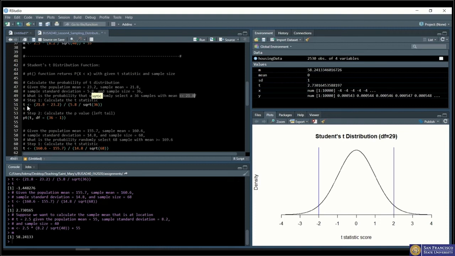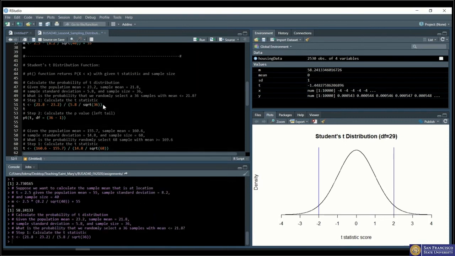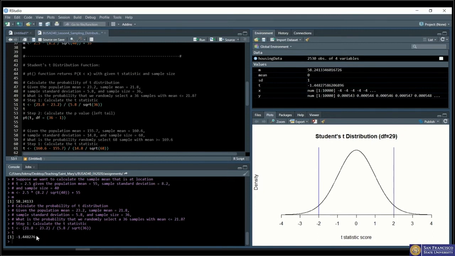So what we're going to do is, of course, first figure out the t location, the t statistic, by using the formula that we just presented earlier. The location in the distribution will be negative 1.4482 or 1.4483, somewhere around this area here. So we want to figure out the probability that we can randomly select some number in this area of the tail, the left-side tail of the distribution. So what we can do is use the PT function. Again, the PT function always tells you the probability of the left tail of the distribution.